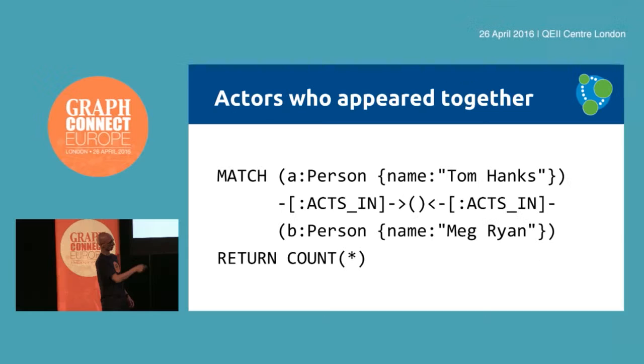So the count star sort of gets rid of any of the, so if we didn't do the count star, we'd get effectively all the paths where they were together. By doing the count star, we just get the sum of how many rows there were.